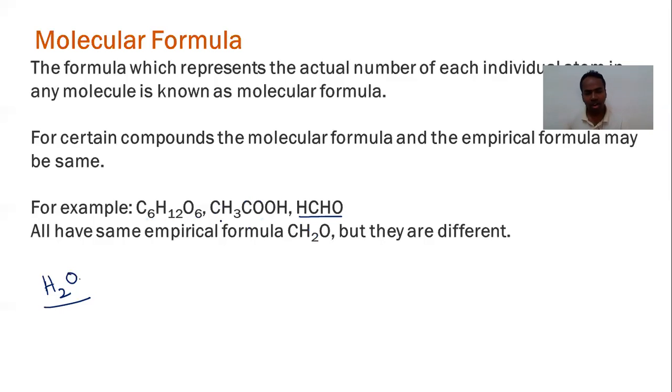If the formula indicates the actual number of atoms present in the molecule, it is called the molecular formula. So here 3 compounds have the same empirical formula, that is CH2O. They are different compounds, but they have the same empirical formula. So this is molecular formula and empirical formula. I want to do one small revision. What is a molecular formula? The formula that denotes the actual number of atoms present in a molecule is called the molecular formula. What is the empirical formula? The formula that denotes the simplest whole number ratio of atoms is called the empirical formula.